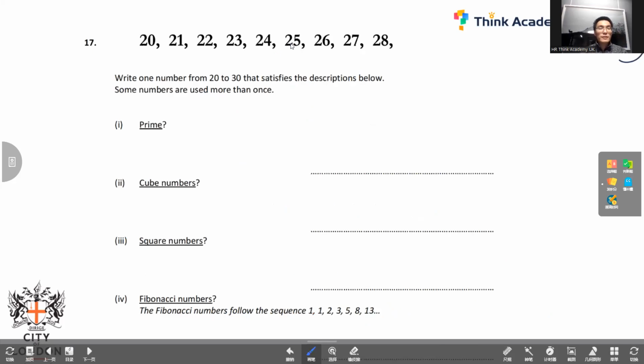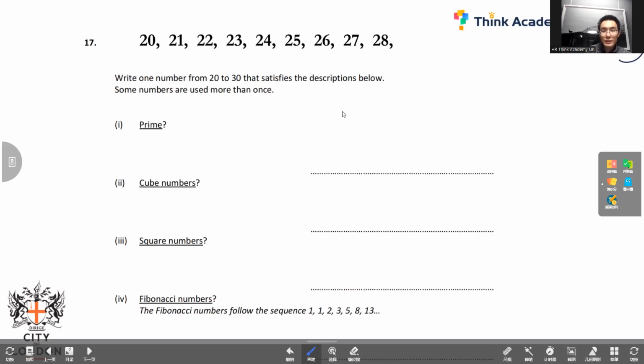Moving on to question number 17. So we have all these numbers from 20 to 28, and write one number from 20 to 30 that satisfies the description below. Some numbers are used more than once. So first of all, which one of these numbers is a prime number?